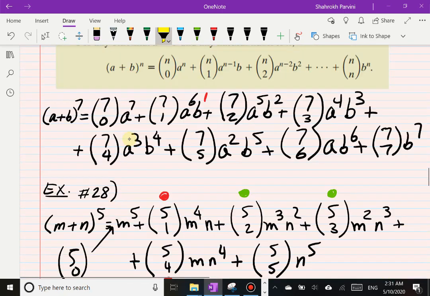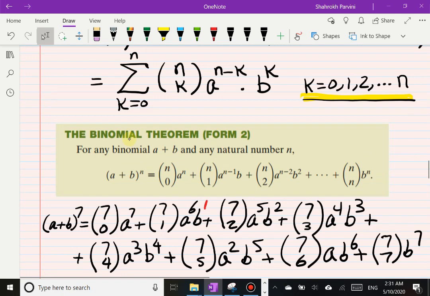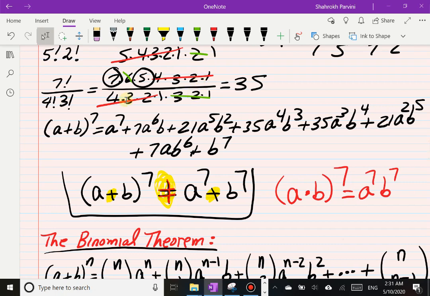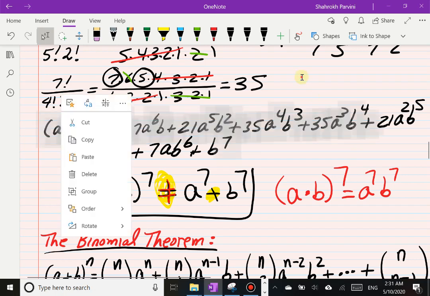Now, let's take a look at this (a + b) to the 7th power that we did. This is a good one to actually look at. So I'm just going to copy this one if I can. Oh, it's not cooperating with me.